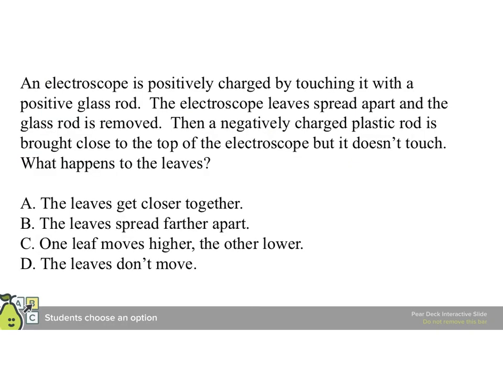All right, an electroscope is positively charged by touching with a glass rod. The electroscope leaves spread apart, so we have something like this, where we know that there are positives here and positives here. Looks a little bit like a stick figure. The glass rod is removed, but there was actual charge transfer onto the electroscope. Then we bring in a negatively charged rod. So there are negatives here, but it doesn't touch, so we don't transfer the negatives onto the electroscope. We just bring it close, this so-called induced charge. What happens to the leaves?